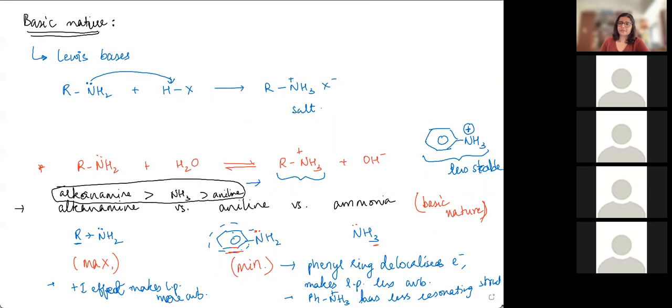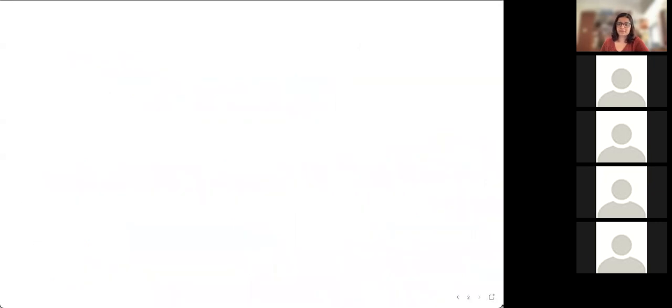Okay. After this, we'll still stay in amines itself, but we'll focus on alkylamines specifically. Done, ma'am. So within alkylamines, the basicity of alkylamines. Within alkylamines, we have different types, right? Like we have tertiary, secondary, primary. So of the three, which do you think has the maximum basicity?